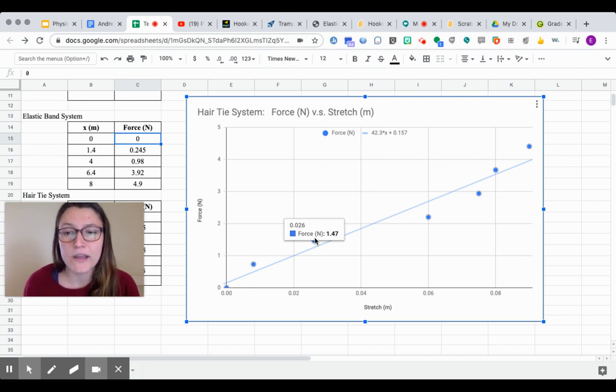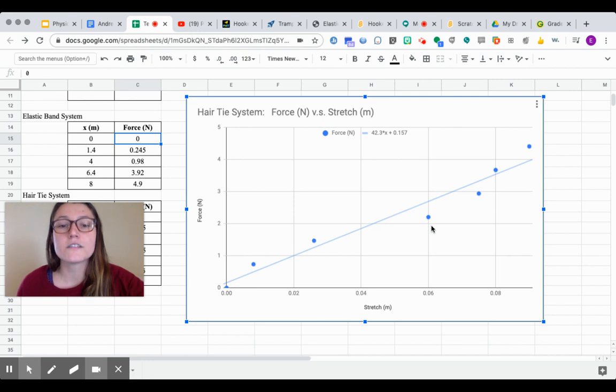If the data points do not fit the linear trend line, that means that force and stretch are not proportional. If force and stretch are not proportional, we cannot determine the spring constant consistently. So if we take a look at this graph here, I have 1, 2, 3, 4, 5, 6, 7 data points. Not one of those 7 data points fit the trend line.